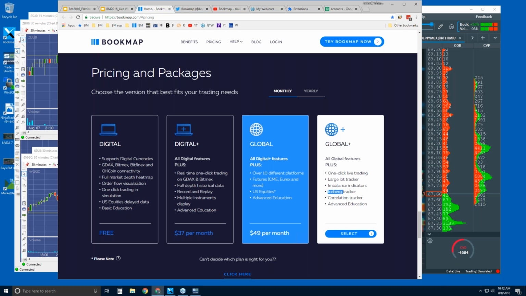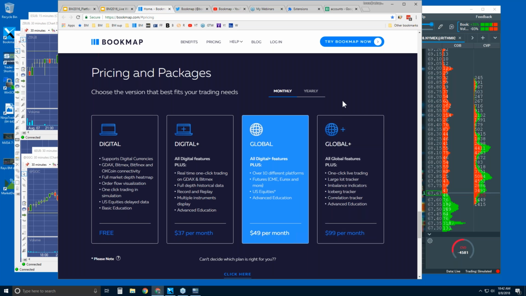They're hiding their liquidity. All right, and a correlation tracker, adding different markets onto the Bookmap chart. Okay, which has been a fantastic one. We've been using that lately in the webinars.